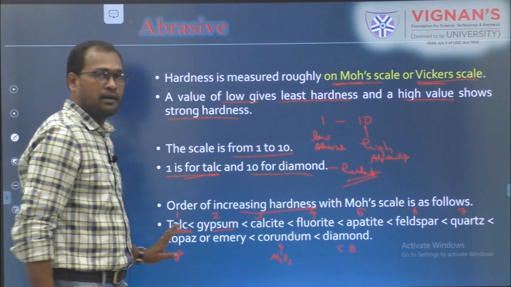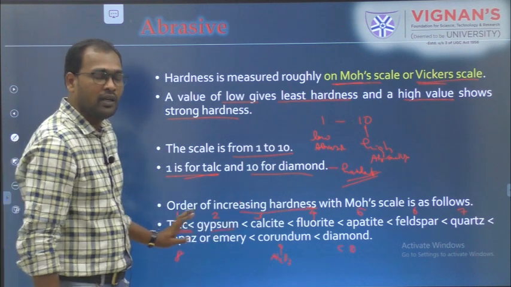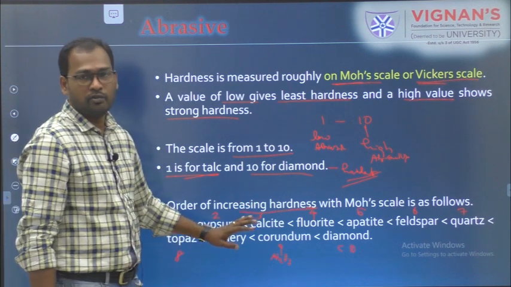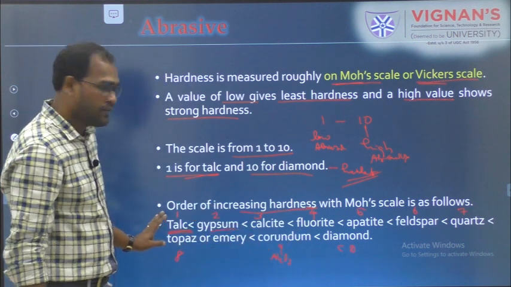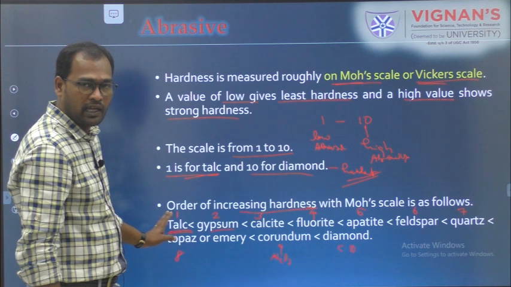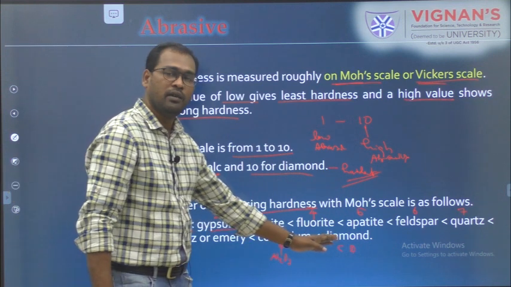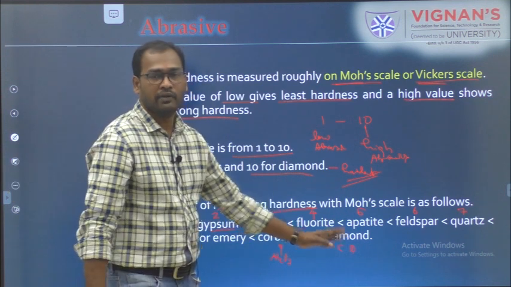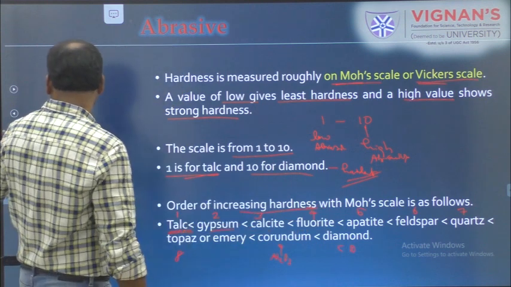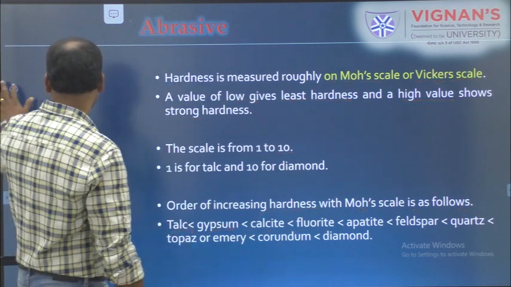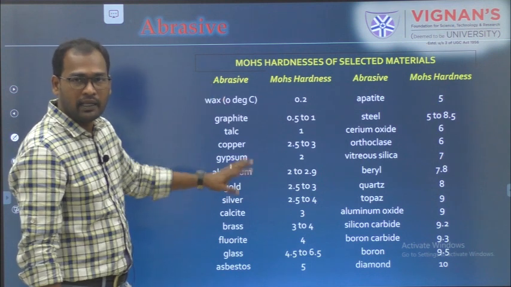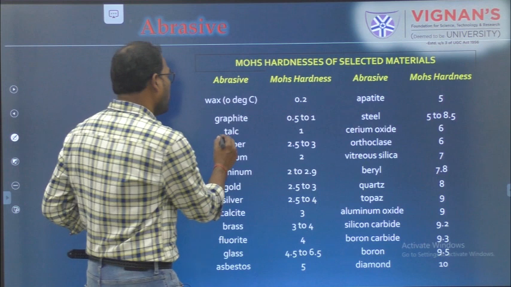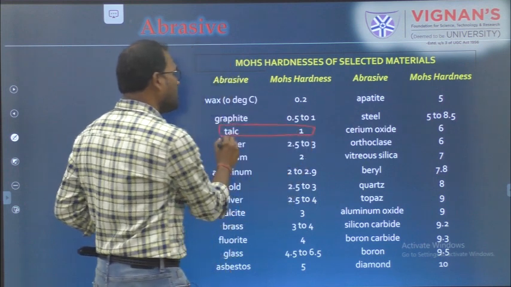So this is an ordering of the commercially used abrasive materials, starting with the least to the highest one. The least one is talc, where the scale is given as 1, and for diamond, which is the hardest, the number is given as 10. Okay. So I will show you another list of abrasives in their different scale, right. So talc, as I said, is given 1.